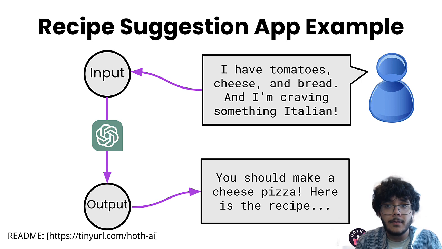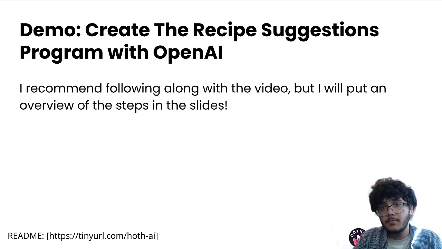I'm going to be building a very simple project using the OpenAI API, which is going to be a recipe suggestion app. This app is just going to take a user input that tells it the ingredients they have and the type of meal they want to eat, and then it's going to output a recipe for a food item that they can make. Okay, so let's get into the demo.